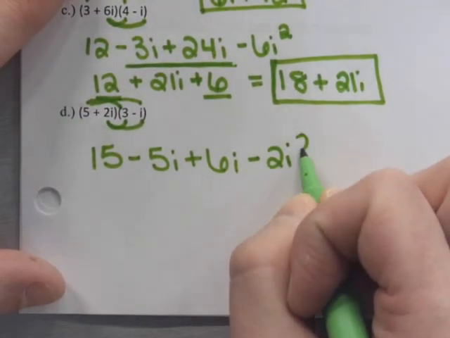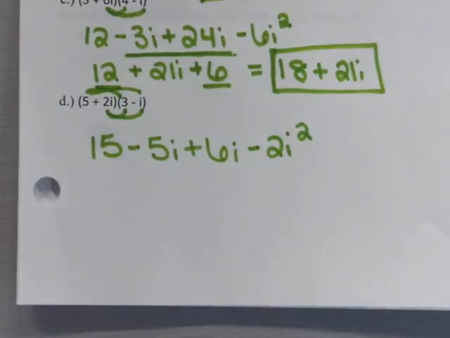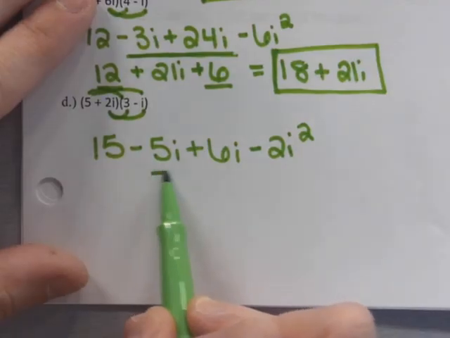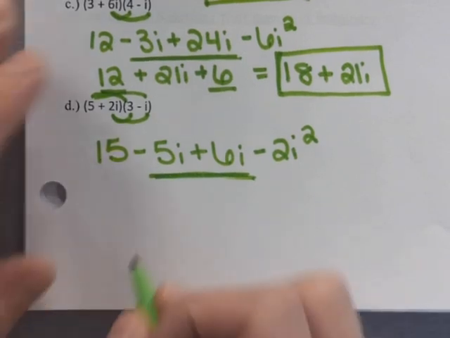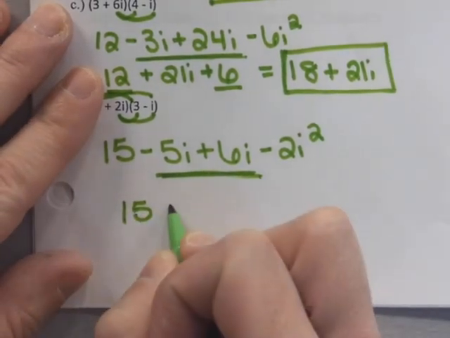I think you were trying to do multiple steps at once, trying to switch the sign with the i squared. I agree. Let's combine our like terms in the middle. If I have 6i and then negative 5i, what do I really have? 1i.